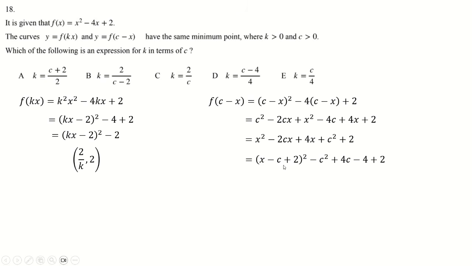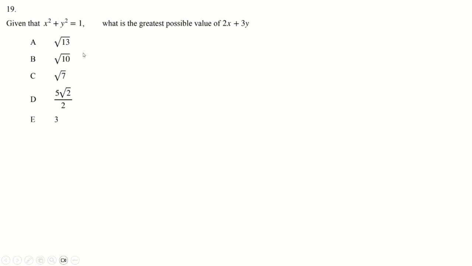And now the turning point here is negative all this, so it's going to be c minus 2. And then, of course, all of that. Now, it has the same minimum point, which means 2 over k must equal c minus 2, and just flip them both over, and then times by 2, and you end up with this one here. I guess you can actually solve for c, because this must equal 2, but I couldn't be bothered. So, yeah, wasn't part of the question.